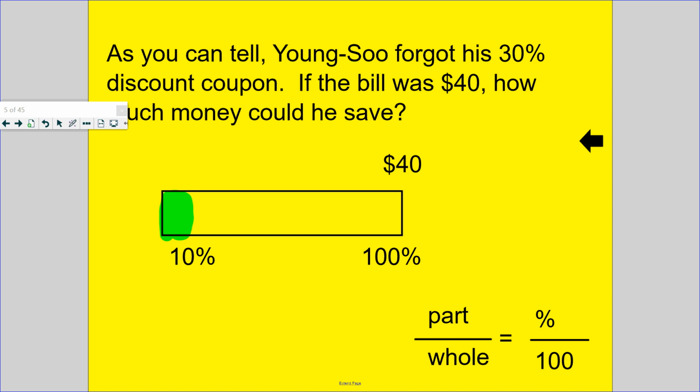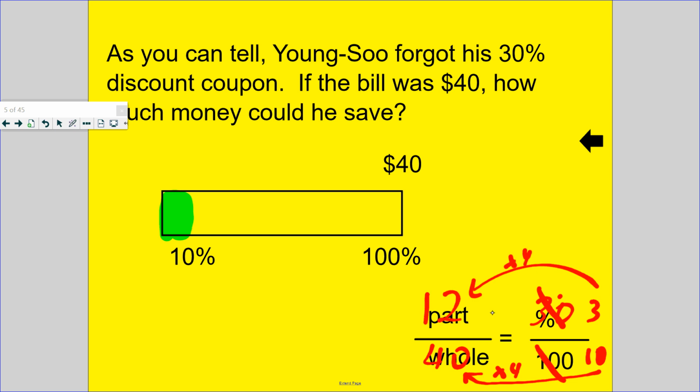Maybe you don't like strip diagram. Maybe you prefer something called percent proportion. So 30% goes here. How do you write 30% as a fraction? 30 out of 100. The total bill, the whole bill, was $40. Can 100 go into 40? Or 40 go into 100? No. Can 100 go into 30? Nope. So we need to simplify this. What can I divide 30 and 100 by? By 10. So that's 3/10. Now, how do I build a 10 to a 40? Times 4, and that's where I get my $12.